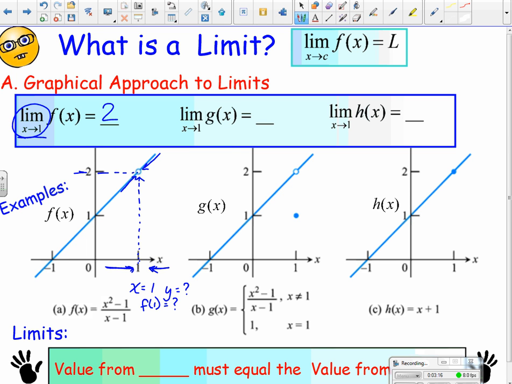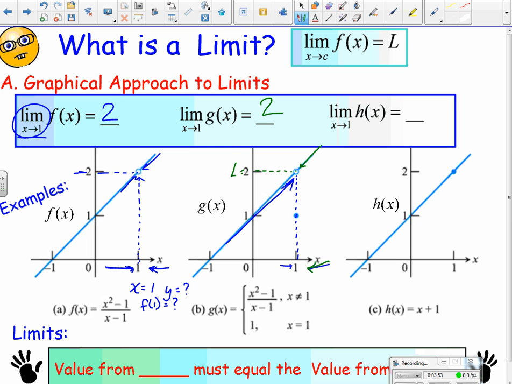The next picture. As I approach 1 from the left side, I would be traveling up my graph, and here I'm coming into 1 from the right. If I draw a vertical line at 1, I'm coming in from the right side. Here's my graph. I'm approaching this height, almost 2, isn't it? As I come in from the right side, I'm traveling down my graph, and it too is coming in at a height of 2. So I have a limit of 2.